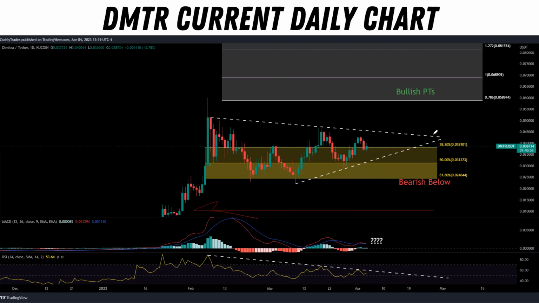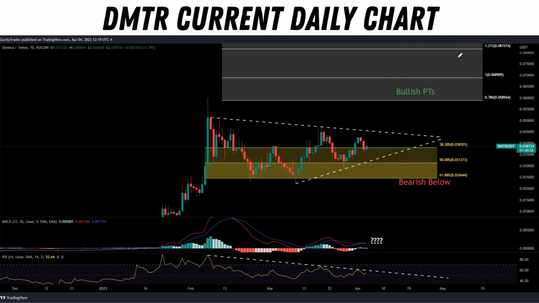Now, above here, we have the chance of getting a breakout on this chart pattern. And if we do, some of the bullish price targets I have are 0.0589, 0.0689, and 0.081574. Now, there's a lot of work to be done before we get to those. You can see we did hit our first bullish price target here recently. We'll see if we're going to be able to push even higher and potentially hit some of our other bullish price targets as well.